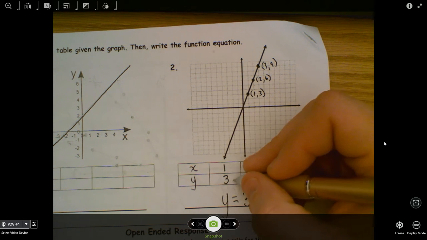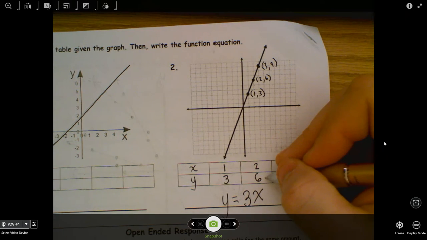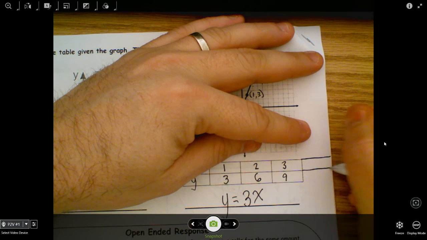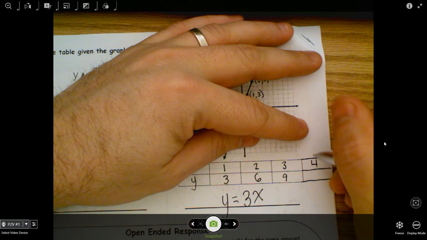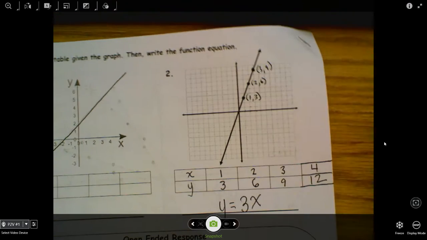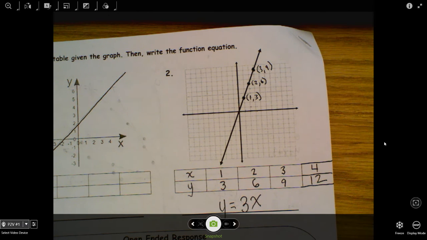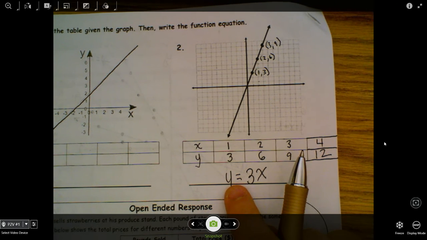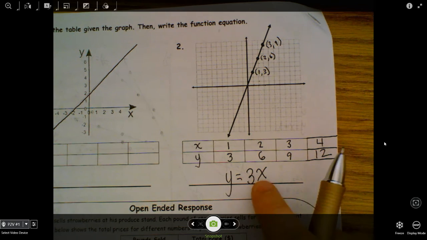1 times 3 is 3. 2 times 3 is 6. 3 times 3 is 9. If they want us to add another one, and we went to 4, 4 times 3 is 12. So if our graph was bigger, it would go through 4, 12. So our rule is we're multiplying by 3. So we write it as the y column equals 3 times x.